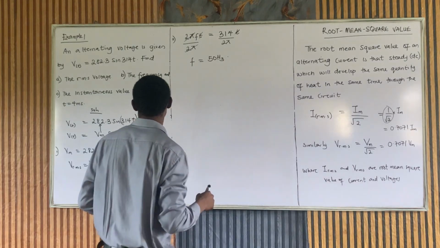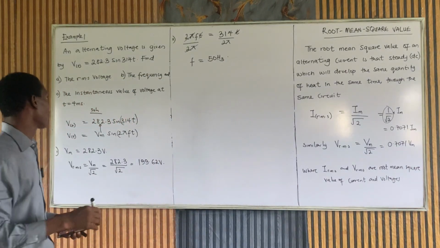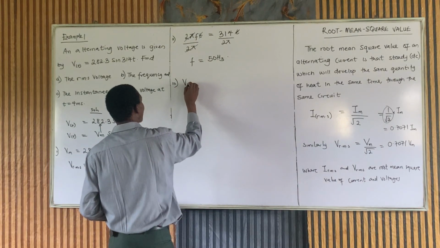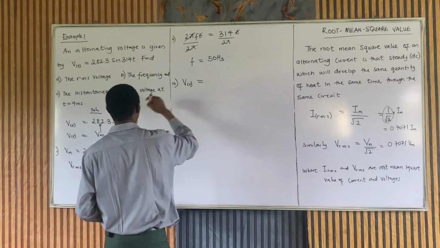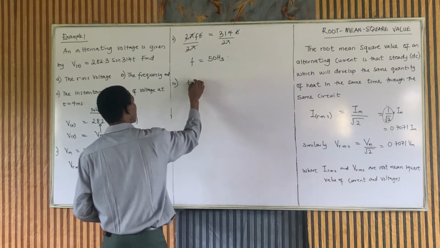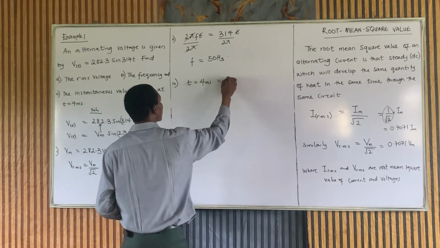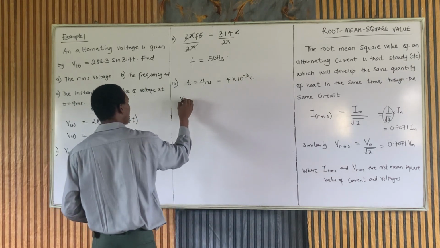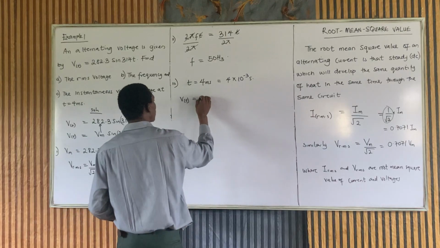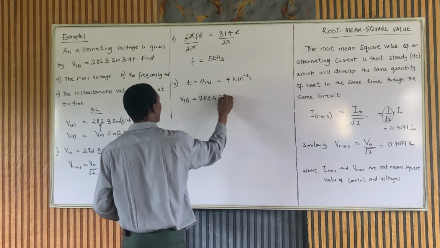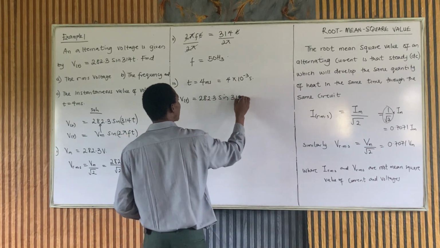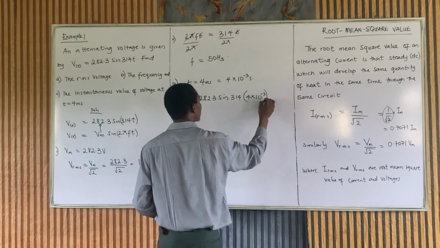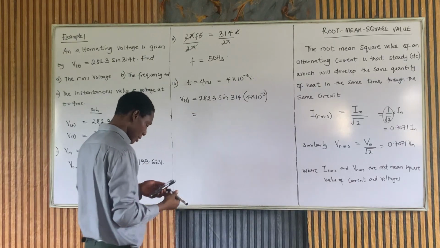Now, lastly, we want to get the instantaneous value of voltage. That would be Vt at t equal to 4 milliseconds. So we have that t is 4 milliseconds. That is 4 times 10 raised to the power minus 3 seconds. So let's go back to our equation for instantaneous voltage. That's 282.3 sine 314 now times 4 times 10 raised to the power minus 3 seconds. That's what we have. So let's evaluate this.